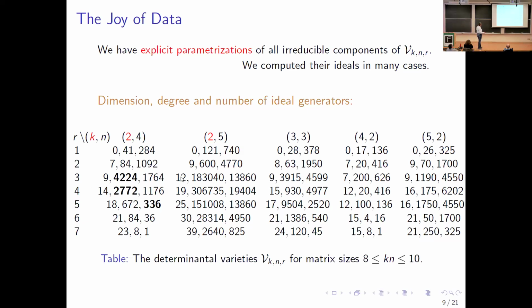So for example, if you take a 10 by 10 matrix with two 2 by 2 zero blocks, and you specify the rank to be 5, then this variety is 25-dimensional, and the degree is 151,008. And it's generated by 13,866 minors. Right? So we fill this table. Many, many. Okay, so we understand this fairly well.